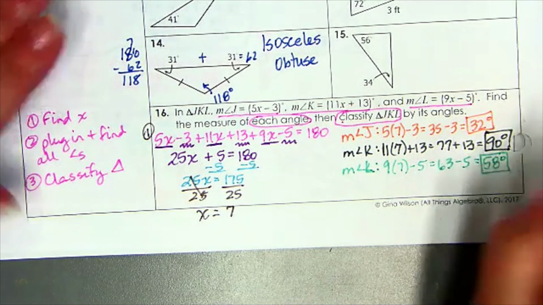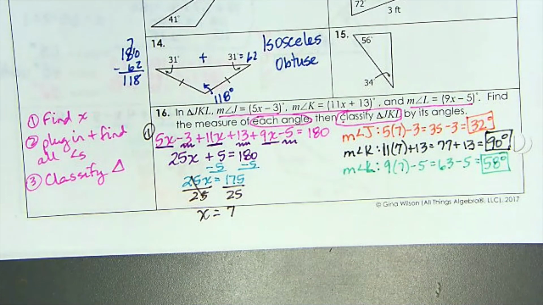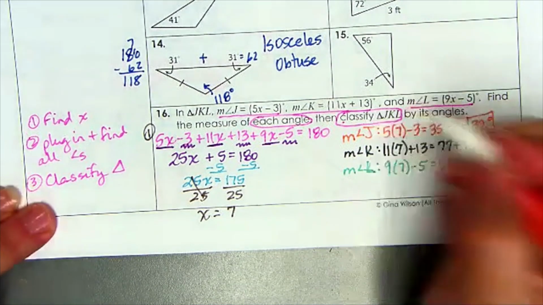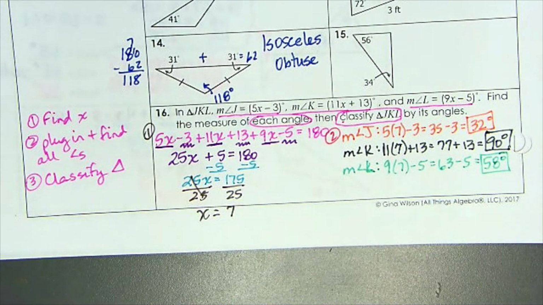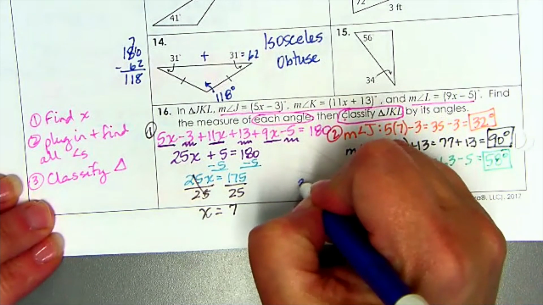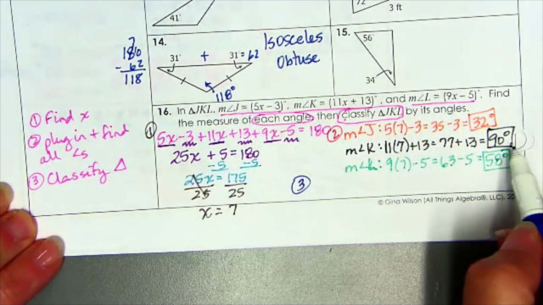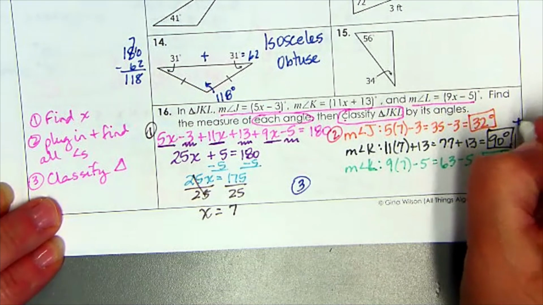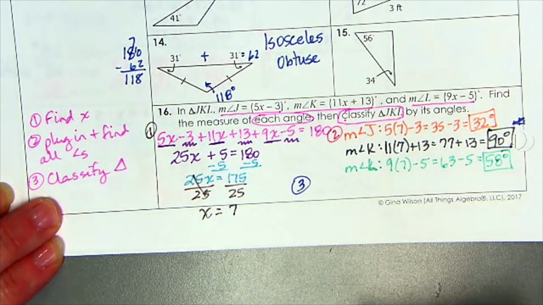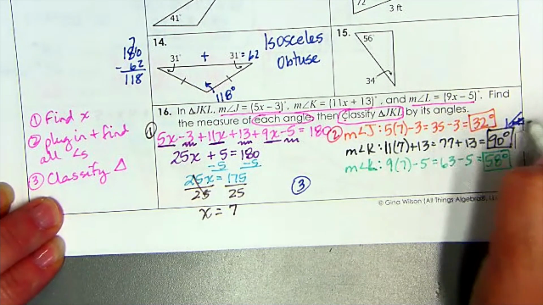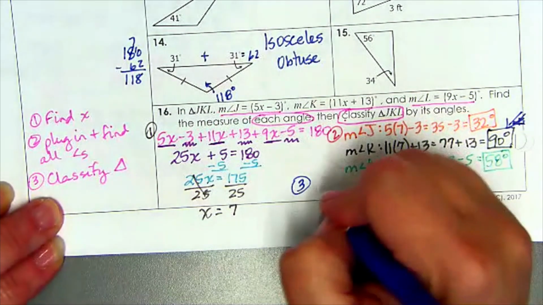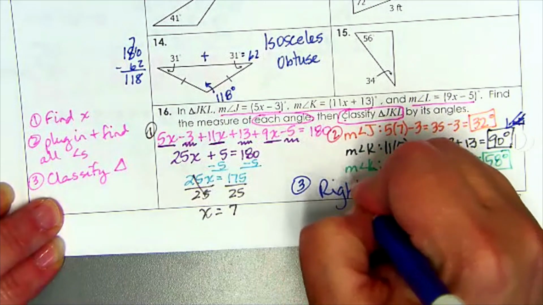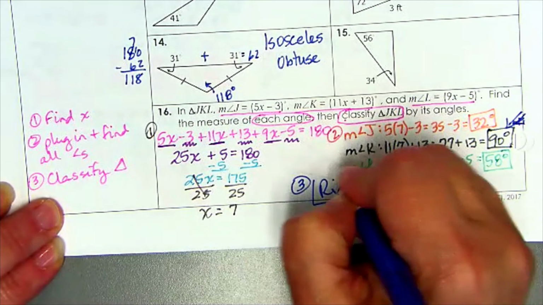So I've got all the measures for all the angles. So this is step 2. Now we have step 3, where we have to classify it. The classifying is where I see right here, this one right here. 90 degrees. That tells me my classification is right triangle.